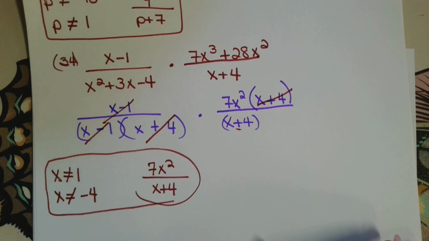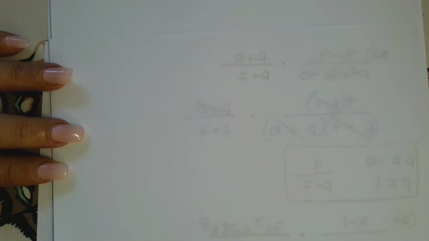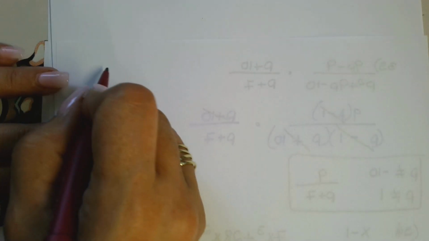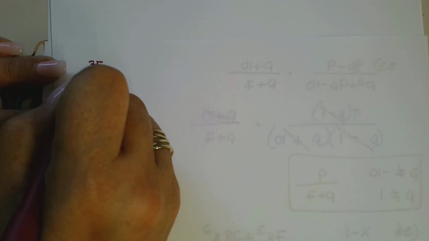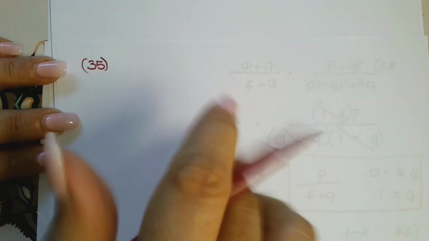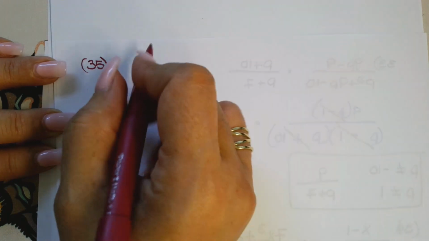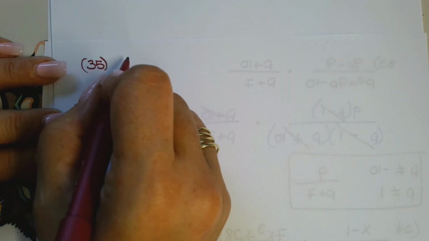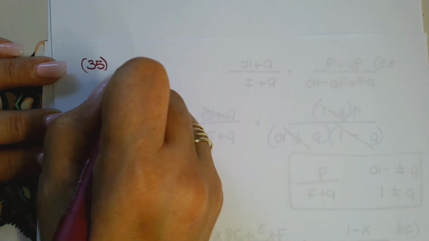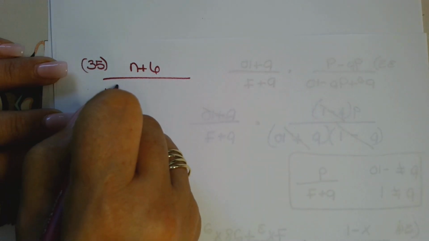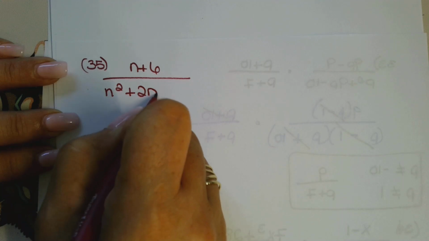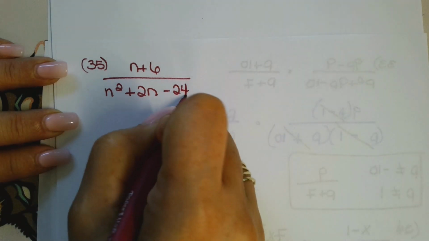Now, starting with number 35, we're going to do division. The only difference is that little extra step where you change the division sign to multiplication and you flip the second fraction, or in this case, rational expression. So for number 35, we have n plus 6 over n squared plus 2n minus 24.